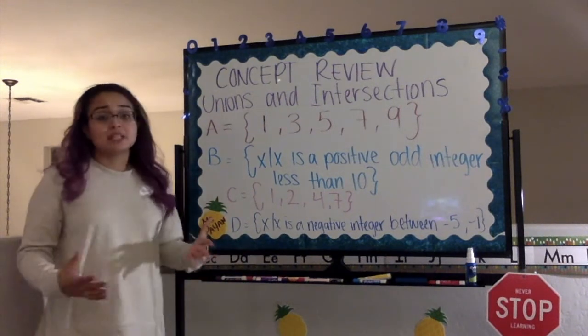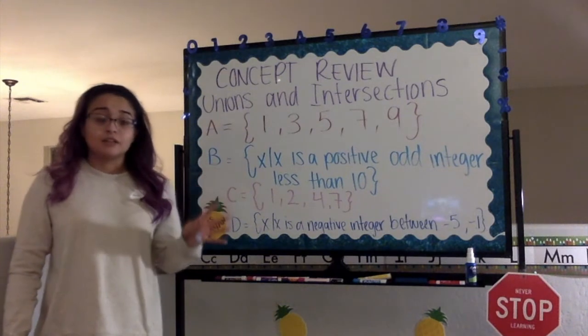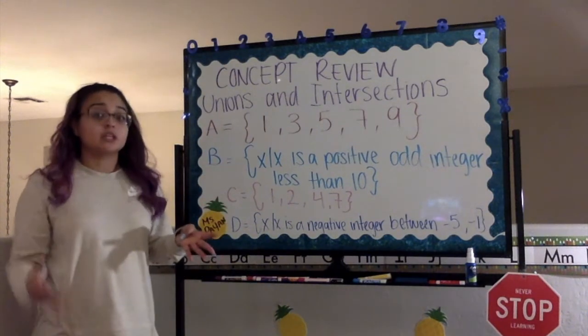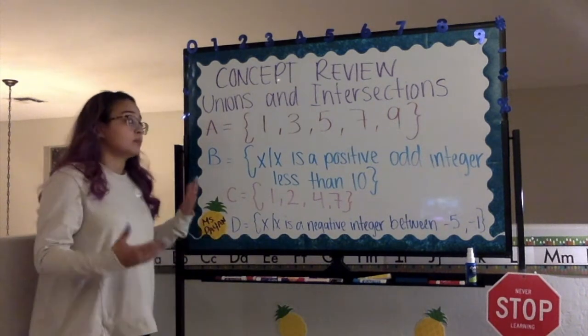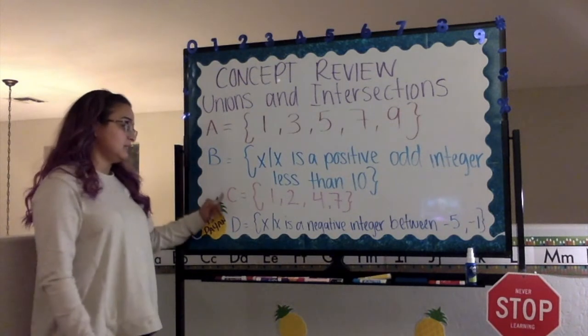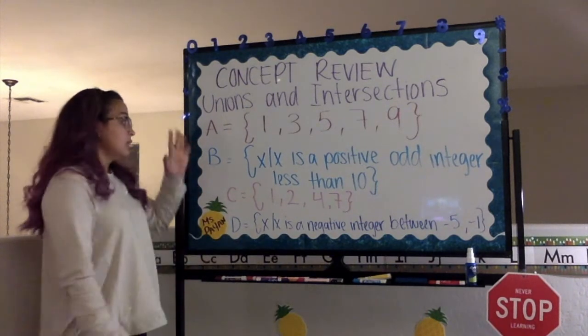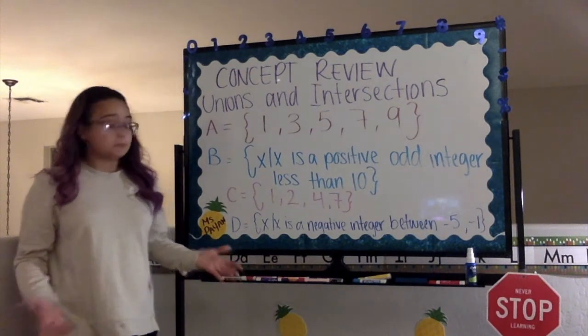Now, unions and intersections. Here we have 4 sets of numbers or descriptions of what a set should look like, okay? These 4 sets are labeled A, B, C, and D, okay? A, B, C, and D are just the labels for each set, okay?